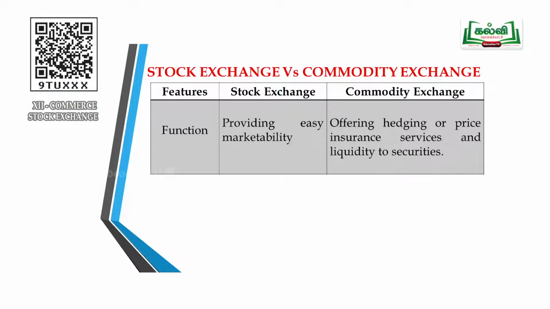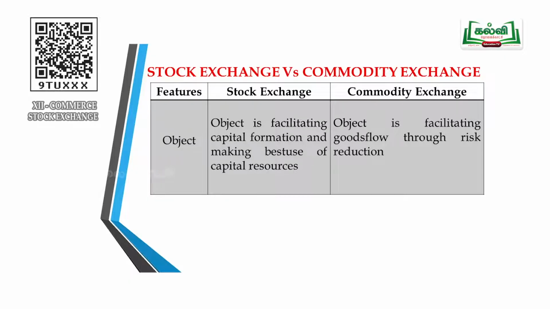Next, what is the function? The stock exchange provides an easy market. But the commodity exchange provides hedging against price risk, insurance services, and liquidity to the shares and securities. And what is the object of the stock exchange? It is to facilitate capital formation and make the best use of capital resources. But in the commodity exchange, the object is facilitating goods flow through risk reduction.